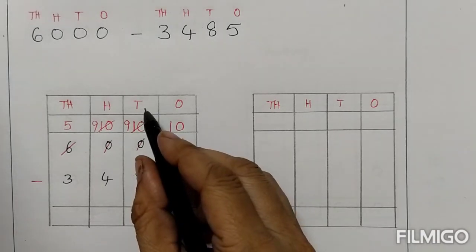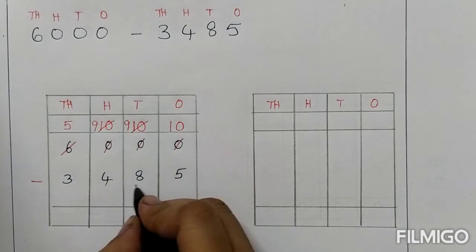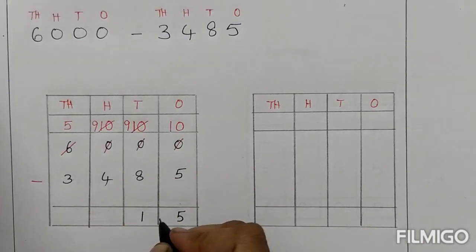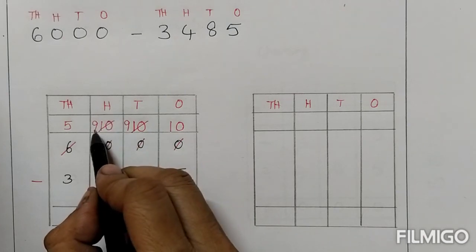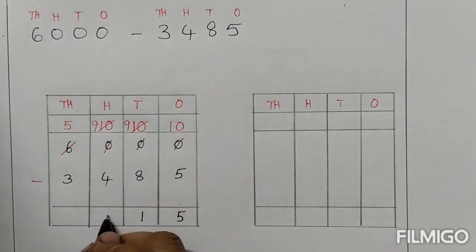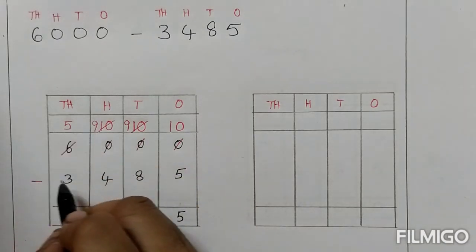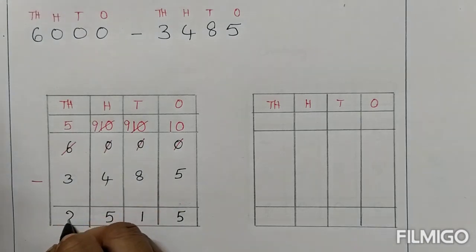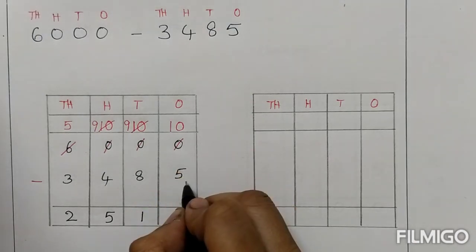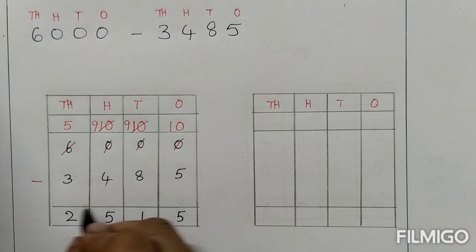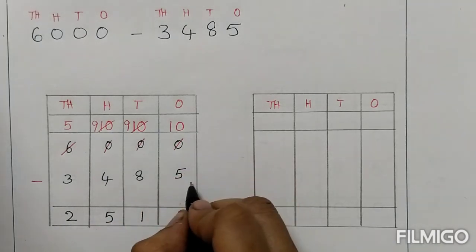In tens column we have 9 minus 8, that is 1. Now in hundreds column we have 9 minus 4 is 5. In thousands column we have 5 minus 3, that is 2. Now this is the difference of these two numbers. This is the first number, this is the second number and this is the difference of these two numbers.